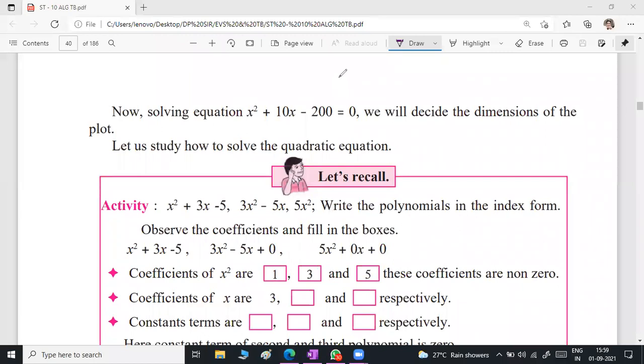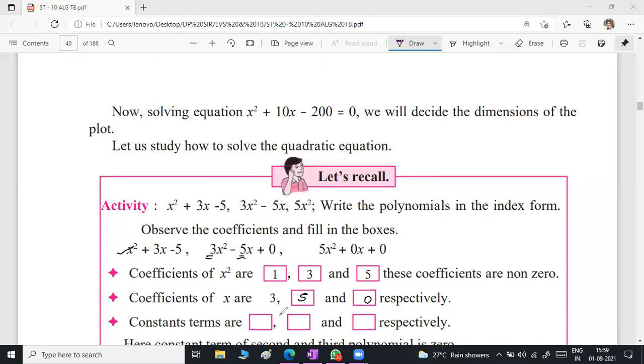Okay, so just fill in the boxes. The first one has been done for us. Second, we are supposed to do. Here the coefficient of x is what? Here the coefficient of x is 3. Coefficient of x is 3, isn't it? So just fill it. It's very easy. 1, 3, 5, done. Then here the coefficients of x are 3, 5 and 0 respectively.